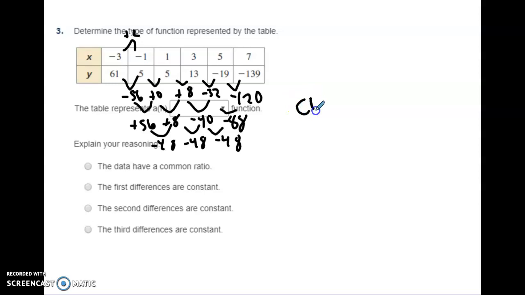So this represents a cubic function, or a power of 3 equation, and the reason is that the third differences are constant.